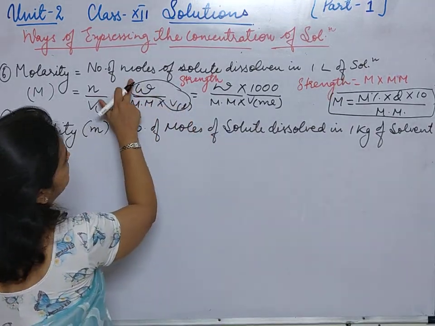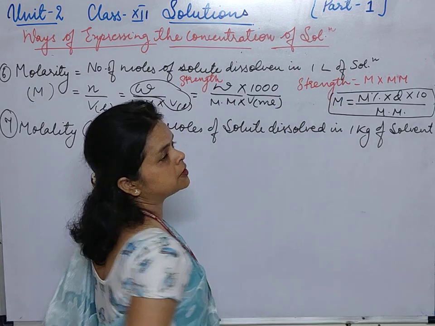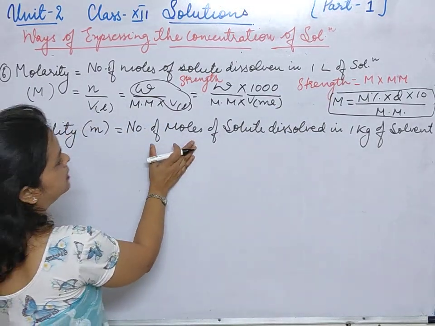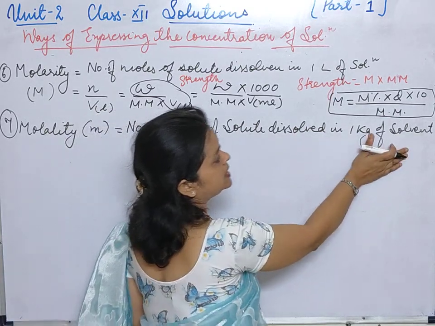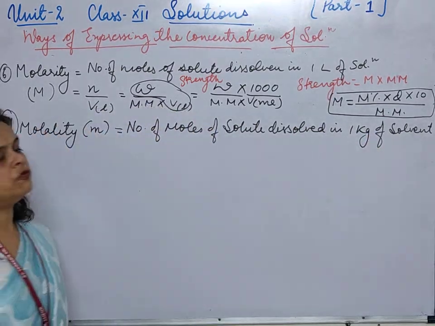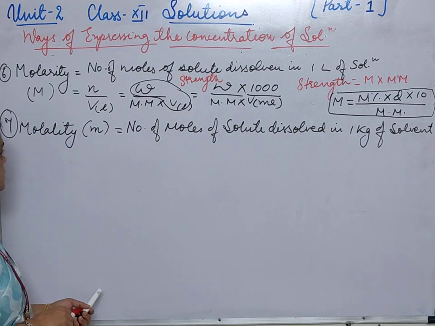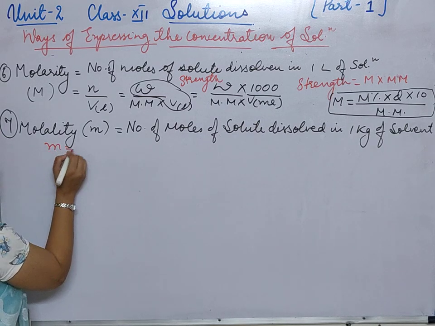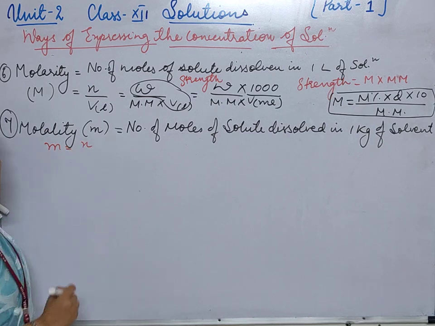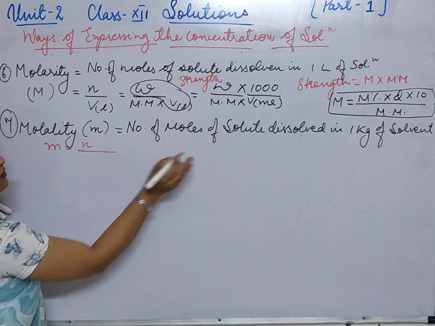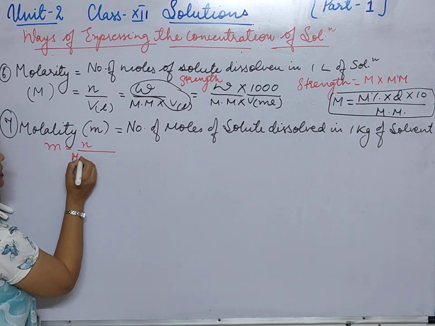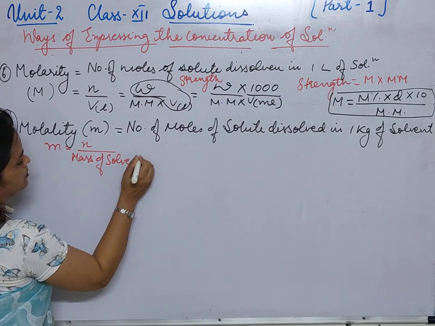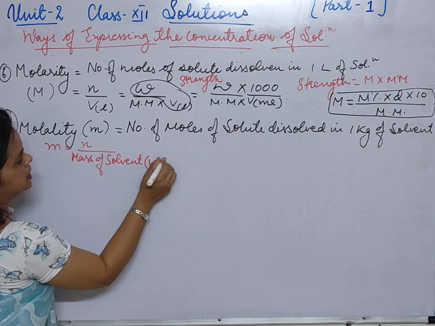Here we had said number of moles in 1 liter of the solution, volume of the solution we had considered, and here we are taking number of moles of solute in 1 kg of the solvent. So what will the formula become, students? Here let's write that m is equal to n, number of moles, upon the mass of solvent, and that too in kg.